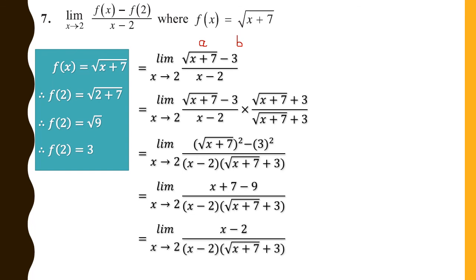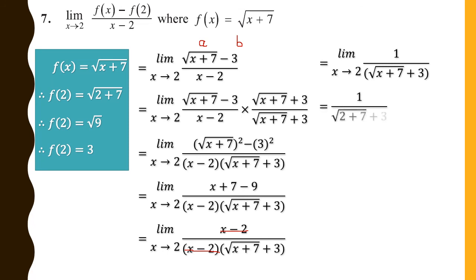Now as you can see, x minus 2 and x minus 2 are cancelled. So the remaining value which we are going to write down is 1 upon root of x plus 7 plus 3. Now we have simplified the equation. We will put the value of x, that is 2, into the equation as the limit value. Root of 2 plus 7 plus 3. So 2 plus 7 makes it root 9 plus 3, that is root 9 is 3, plus 3, that is 1 upon 6. So with this, your chapter ends.